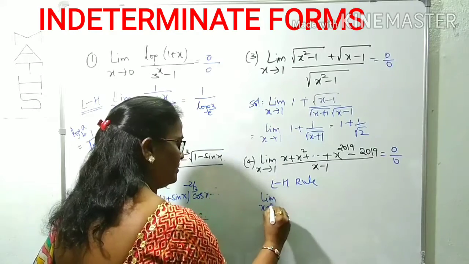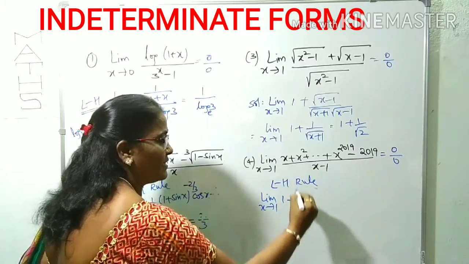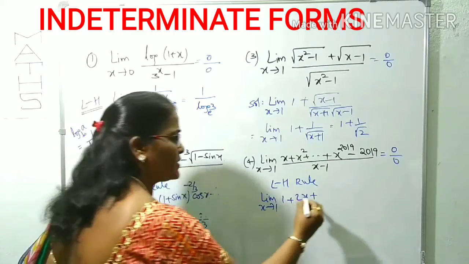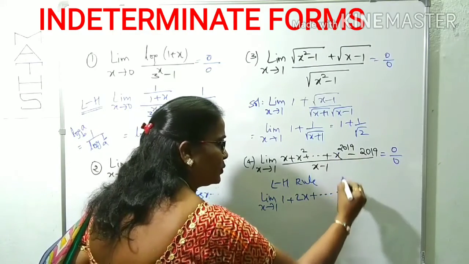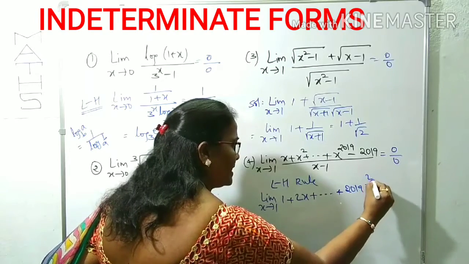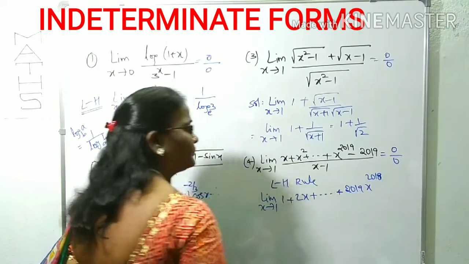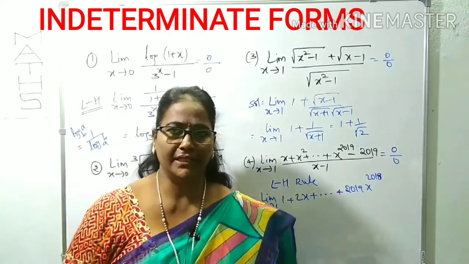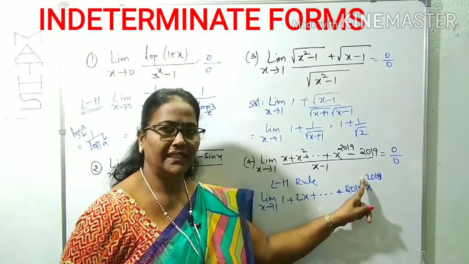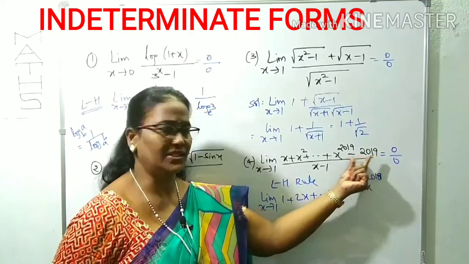Limit x tends to 1. The derivative of the numerator: derivative of x is 1, plus x square derivative is 2x, plus x cube, 3x square can also be added, and so on. What is the last term here? x power 2019, derivative 2019 into x power 2019 minus 1, that is 2018. We use the formula: derivative of x power n is n into x power n minus 1. Here n is 2019, into x power 2018. And the constant term itself has derivative 0.